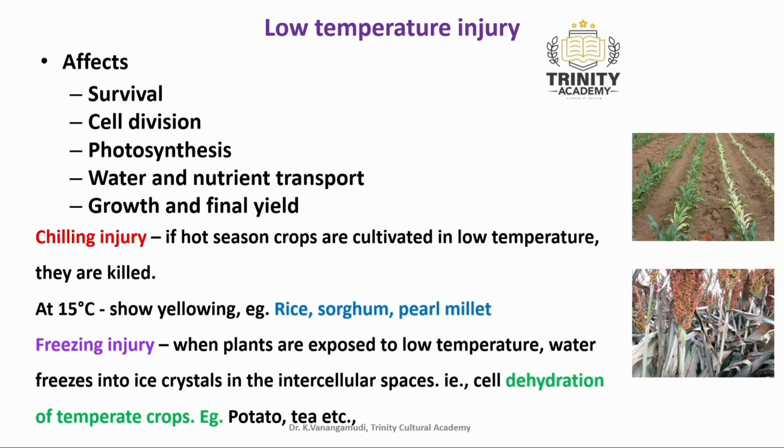Regarding low temperature injury, there are many injuries and they are reduction in survival, cell division, photosynthesis, water and nutrient transport, growth and development, and finally yield. When crops like rice, sorghum, pearl millet are exposed to 15 degrees Celsius, chilling injury occurs. Freezing injury freezes ice crystals in the intercellular spaces in potato and tea, and that results in cell dehydration.